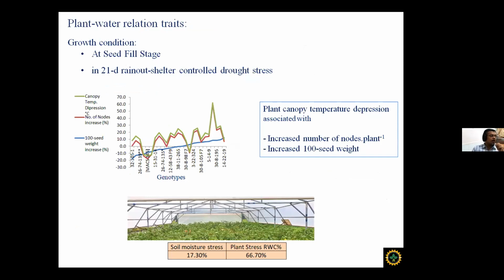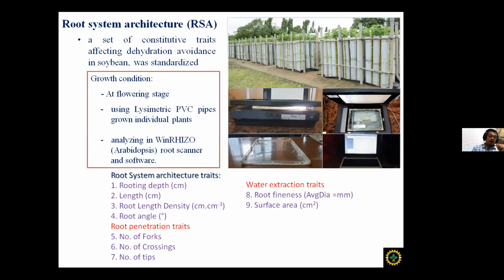As far as the plant water relation traits are concerned, for the same growth condition at seed filling stage in 21 days rainout shelter control drought stress, you can see plant canopy temperature depression is well associated with increased number of nodes per plant and increased 100 seed weight. It's really good information that can be harnessed for breeding for drought tolerance.